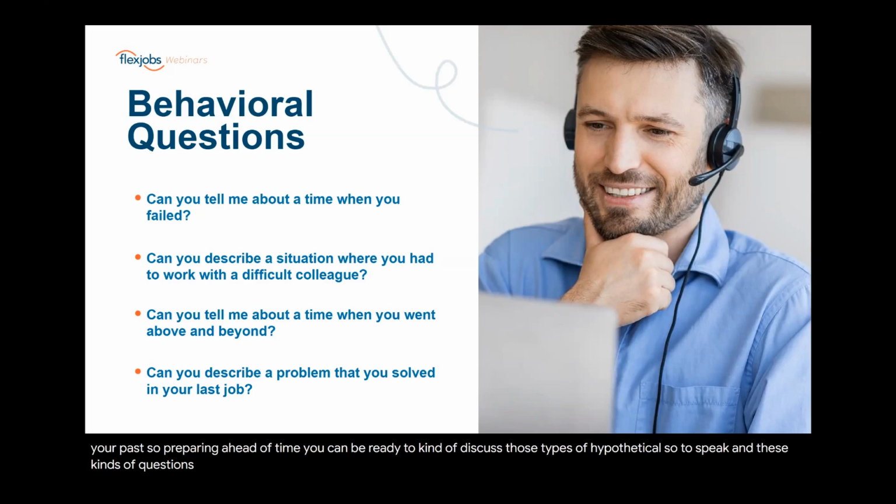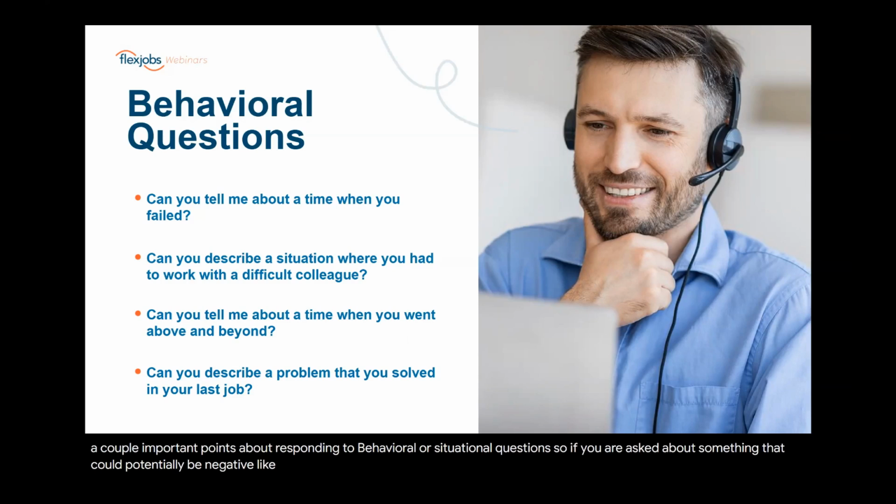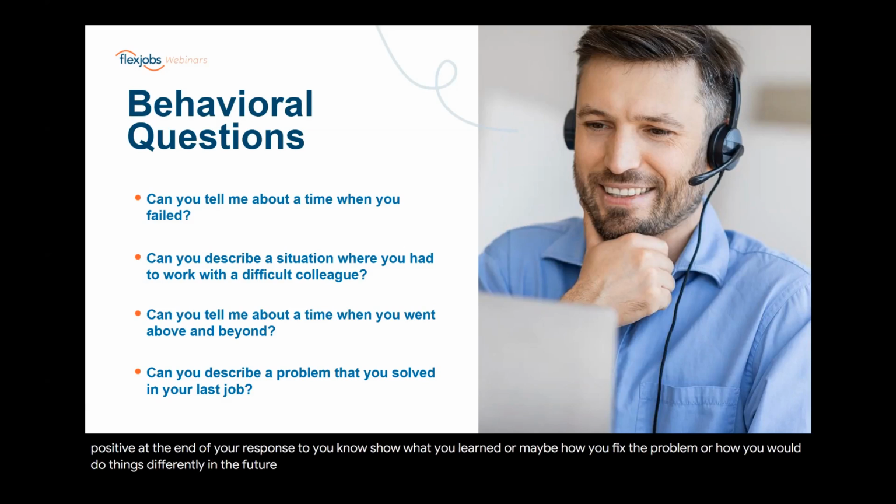And these kinds of questions are pretty straightforward, so I won't go over each one like I did on the previous slides, but I do want to mention a couple important points about responding to behavioral or situational questions. So if you are asked about something that could potentially be negative, like we talked about with your weakness, maybe you're asked about a failure, a conflict, or a disagreement, or maybe an upset customer, things like that, you want to be sure to flip things around into a positive at the end of your response to show what you learned, or how you fixed the problem, or how you would do things differently in the future. Everyone makes mistakes, everyone has negative experiences, but showing how you use those experiences as a learning tool is really important.